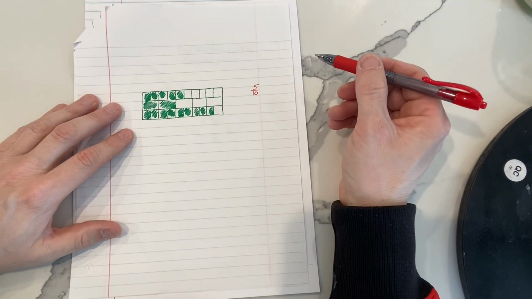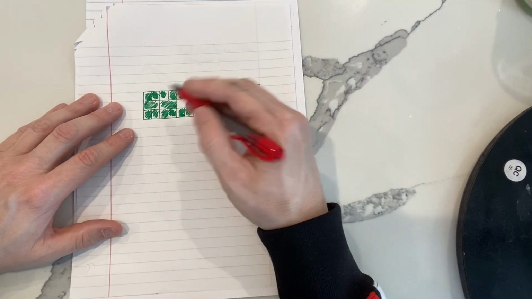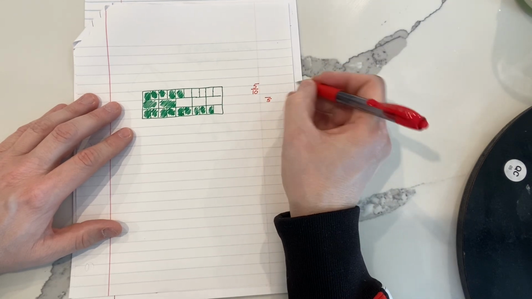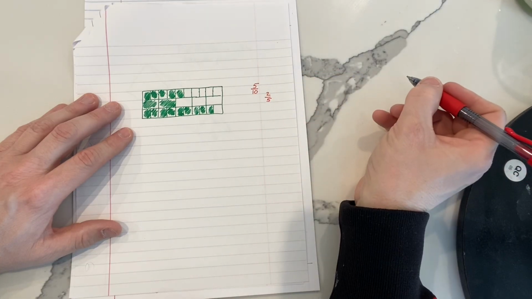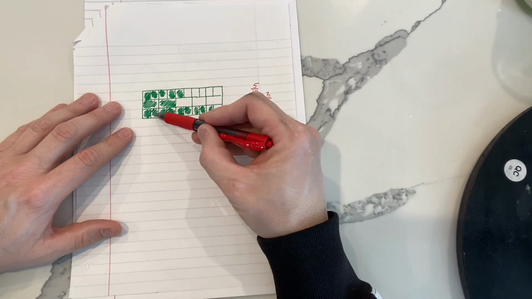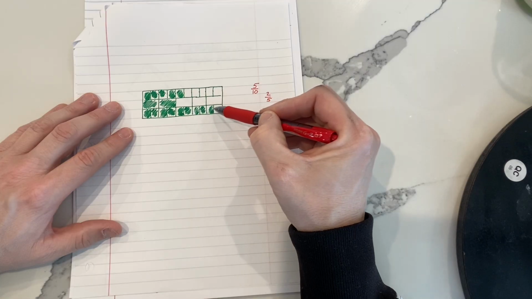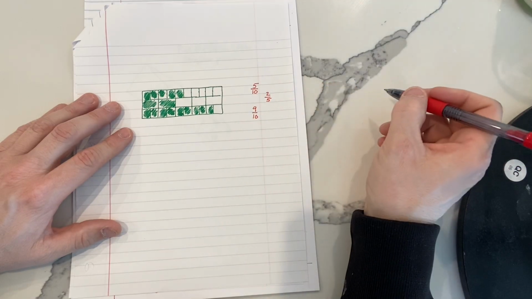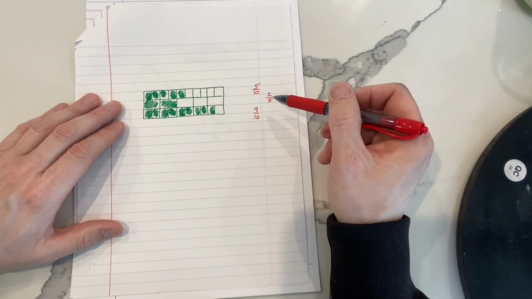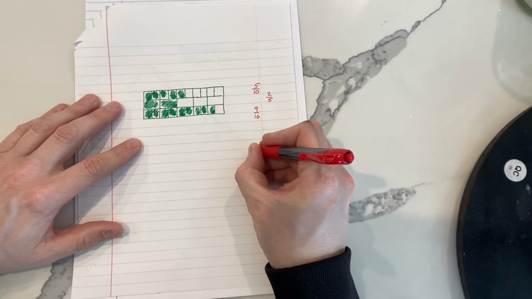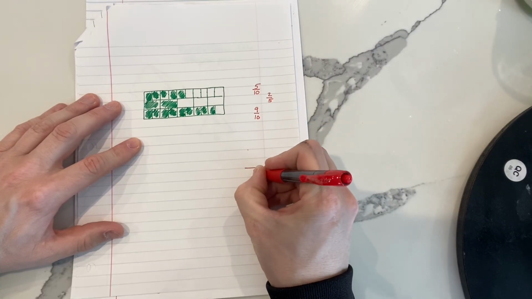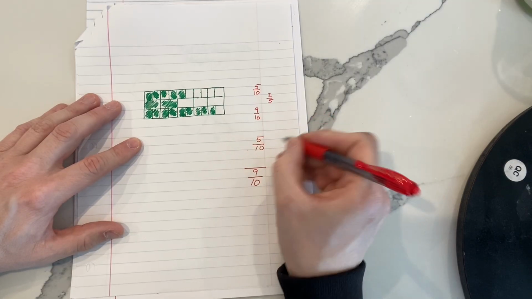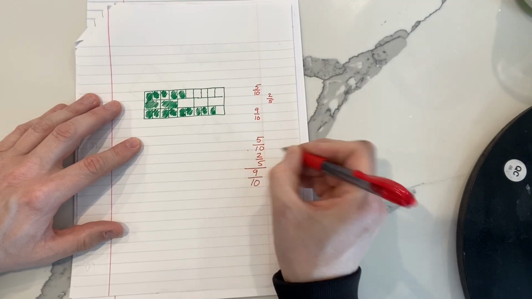So the second row then has 1, 2, 3, 4, 5. So that denominator would be 5. And how many are filled in? Well, 2. Okay. And the last row is 1, 2, 3, 4, 5, 6, 7, 8, 9, 10. And how many are filled in there? 9. So the last row is the answer. So the answer has to be 9/10. So you know the first row is 5/10 and the second row is 2/5.